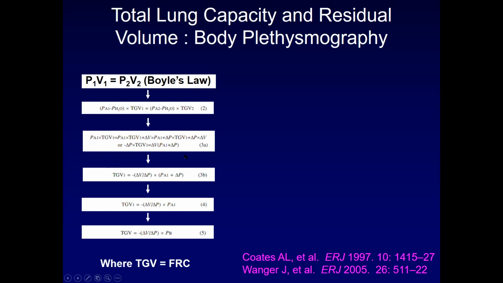In this equation, the guidelines identify the alveolar pressure at time 2 as alveolar pressure at time 1 plus a delta P, or delta pressure. And thoracic gas volume at time 2 is the time 1 volume plus a delta volume. And then we just expand the equation. In 3B, the next thing we'll do is take the thoracic gas volume at time 1 and put everything else on the other side of the equation. That equates to the negative change in volume over change in pressure times the alveolar pressure at time 1 plus the change in pressure.